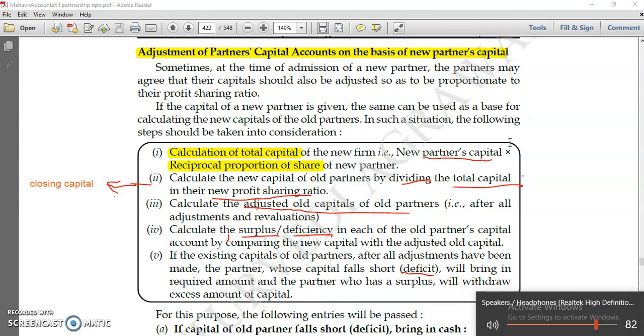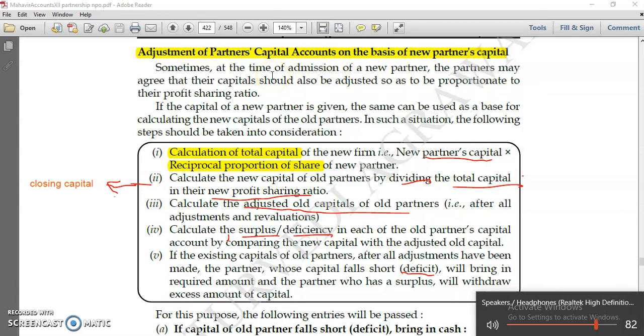Now once we say adjustment of partners' capital, there might be two types of questions. One is where adjustment is required and the capital of the new partner is given. The second is where it is mentioned in the question that adjustment of partners' capital is required, but no capital of the new partner is given. So the first method we are going to discuss is adjustment of partners' capital on the basis of the new partner's capital.